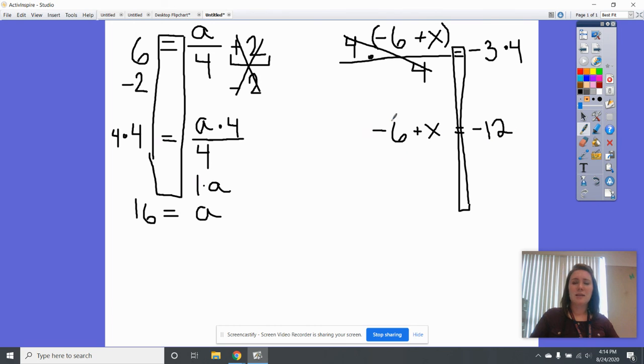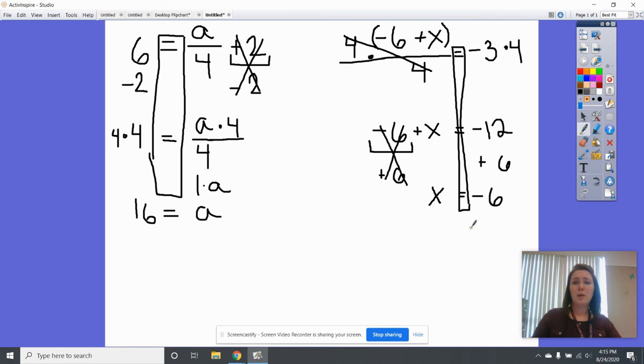And now my last step, I just have to undo this negative 6. I'm trying to get rid of a negative 6. What is the opposite of a negative 6? That would be a plus 6 on both sides of my equal sign. So negative 6 plus 6 is 0. So that's gone. I could write 0 plus x, but that doesn't change the x at all because 0 is nothing. So I just have x equals, and then I solve negative 12 plus 6 is negative 6. So my final answer is x is negative 6.